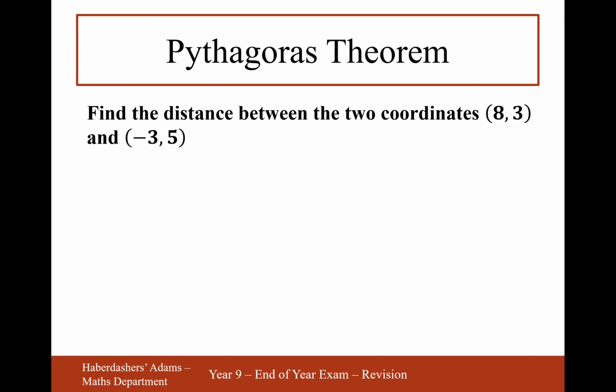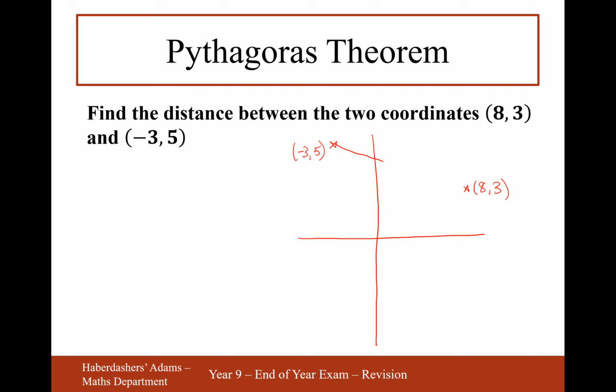And another tricky question for you to have a go at then. Find the distance between the coordinates 8, 3 and minus 3, 5. We'll pause the video and give it a go. I'm going to draw it out. So I'm going to go 8 across, 3 up. So 8, 3. And then I'm going to go backwards by 3 and up by 5. So I've got one coordinate here.